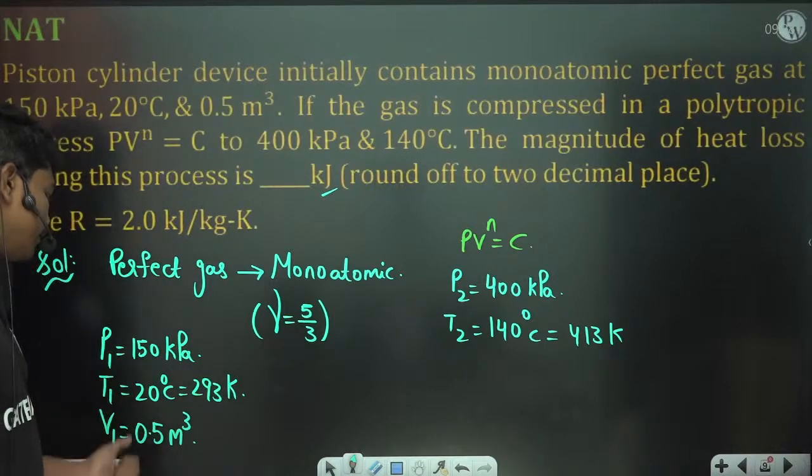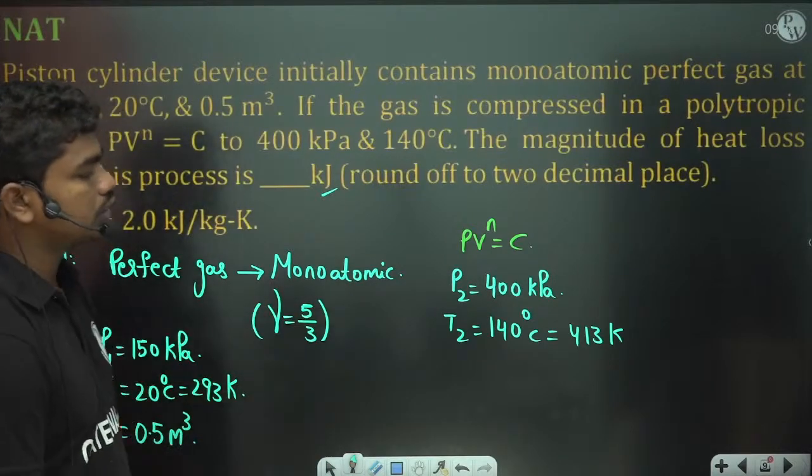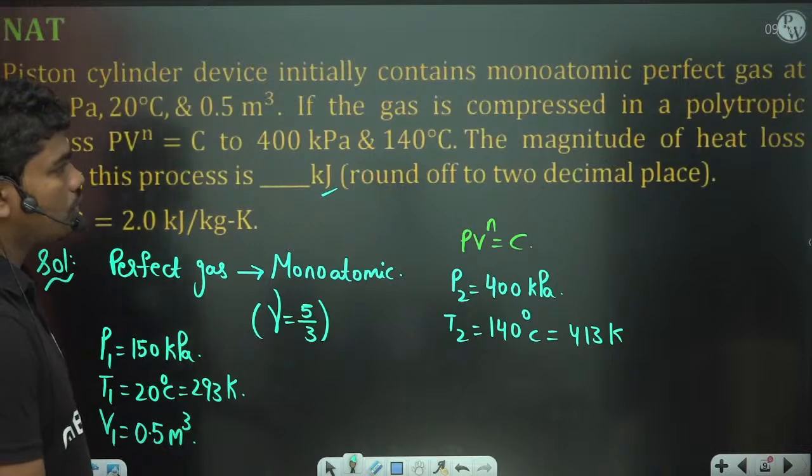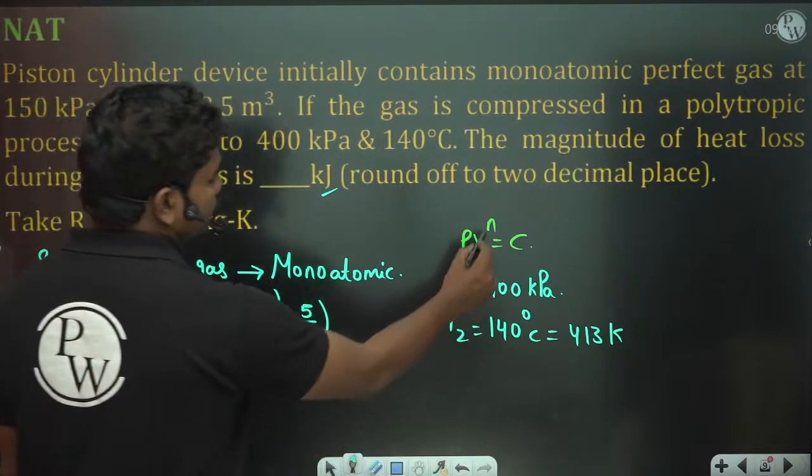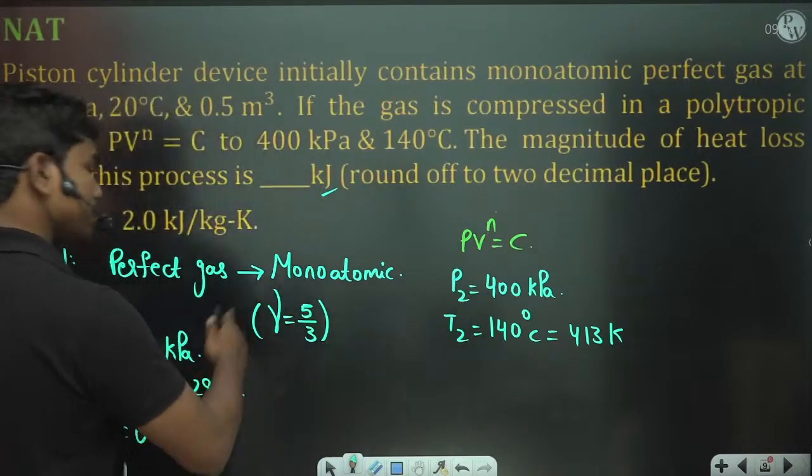So we know P1, V1, we know P2, but we don't know what is V2. If you know V2, everything can be done. Gamma is known, but n is also not known to you. You have to calculate n. So how do you calculate n? Pressures and temperatures are given.